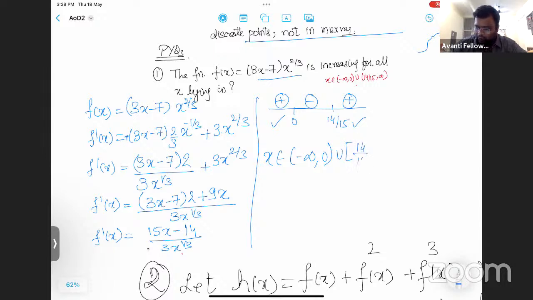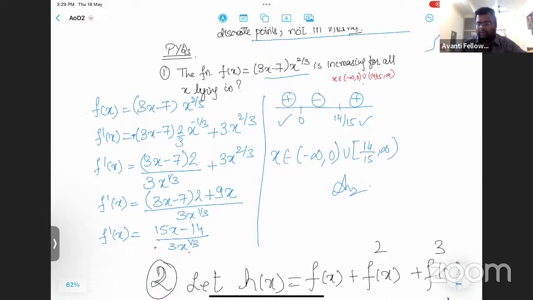Union 14 by 15 to... this is the answer. So this is the interval where this given function is increasing. Clear? How do we proceed? We find the derivative, then we find the regions where the derivative is positive or negative, and then we pick the regions of our interest. In this particular question, it was asked for the increasing function, so we put the regions of positive. Clear?